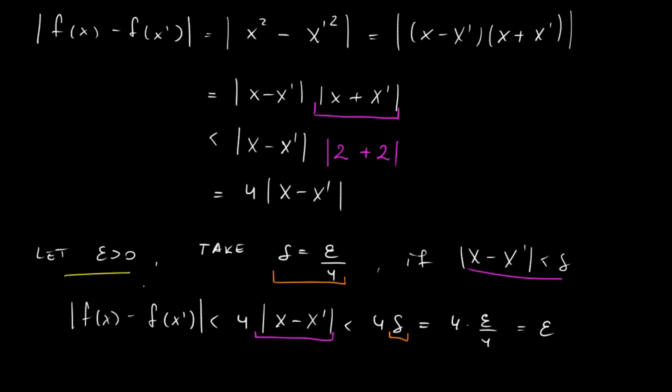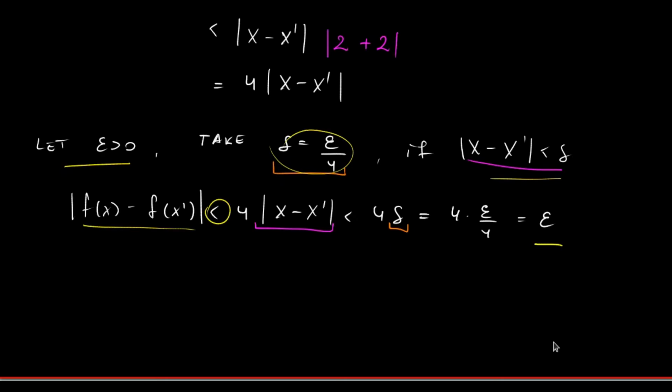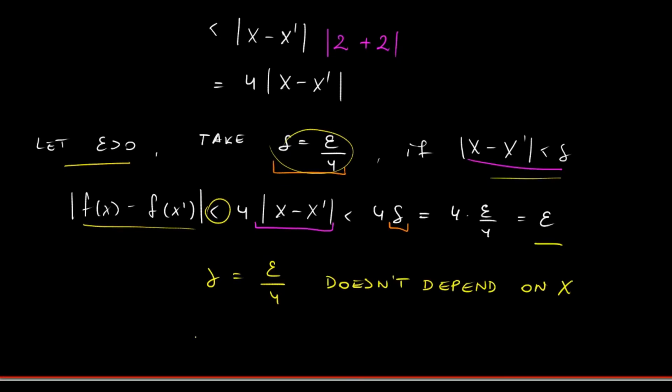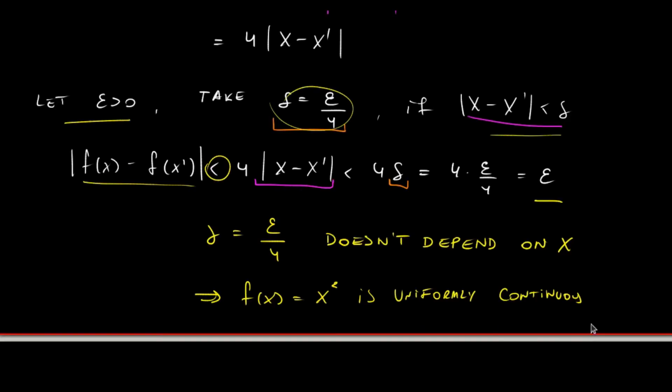To sum up, we took an epsilon greater than 0, and we were able to find this delta such that if the absolute value of x minus x prime was smaller than delta, then the absolute value of f of x minus f of x prime is smaller than epsilon. But the important thing here is that delta was equal to epsilon over 4, so it doesn't depend on x. So then we know that f of x equal to x squared is uniformly continuous.